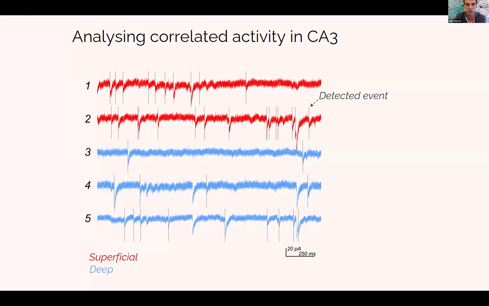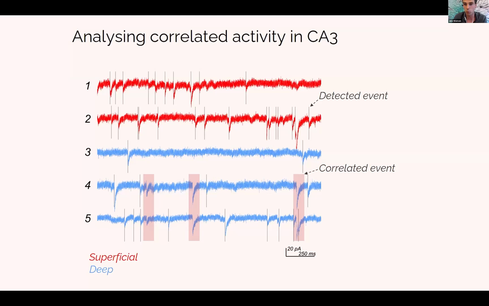These are just synapses. It's a mixture of excitation and inhibition because of our internal solution. And you can see synaptic input onto our recorded cells, and we can detect these events. But what you can also see is that in certain places, for example, down here, you can see 2 cells that are receiving input at exactly the same time. And this is quite interesting.